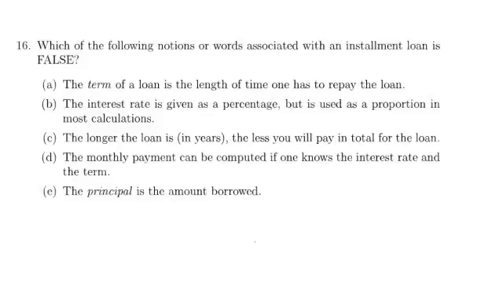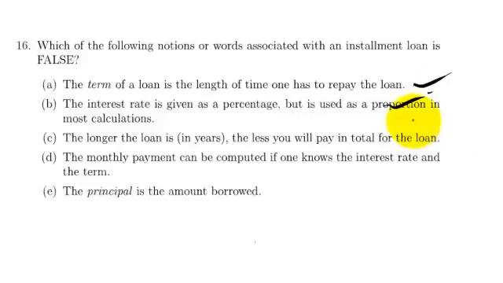So, here we go. Which of the following notions or words associated with an installment loan is false? Okay. The term of a loan is the length of time one has to repay the loan. Yeah, that's the definition of term. The interest rate is given as a percentage, but used as a proportion in most calculations.